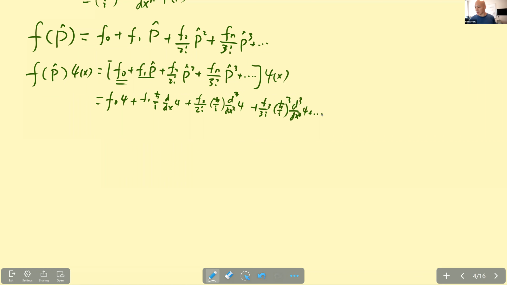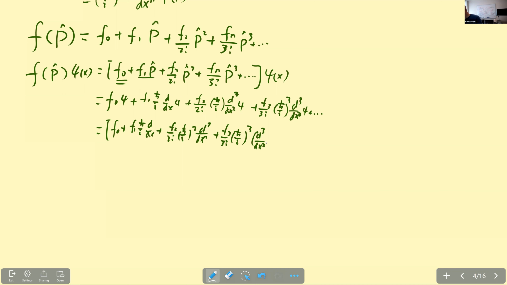So basically, this will be just f0 plus f1 h bar over i d over dx plus f2 over 2 factorial h bar over i squared d squared over dx squared, and then plus f3 over 3 factorial h bar over i to the third power d cubed over dx cubed, acting on psi(x). Of course, there are higher order terms if there are more terms. So this is a derivation of a function of this operator.